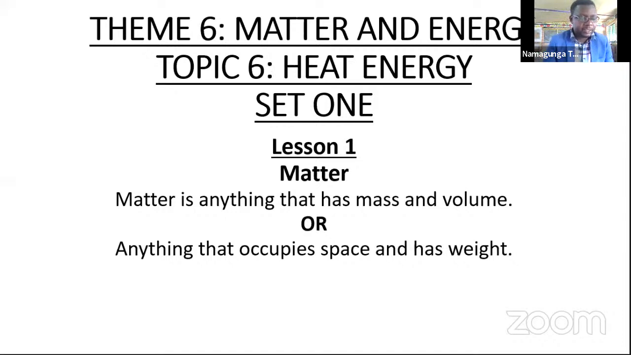As we define weight, we shall say it is a force exerted on an object due to gravity. Even the definition talks about it being a force. So since it is a force, we shall say it is measured in newtons.